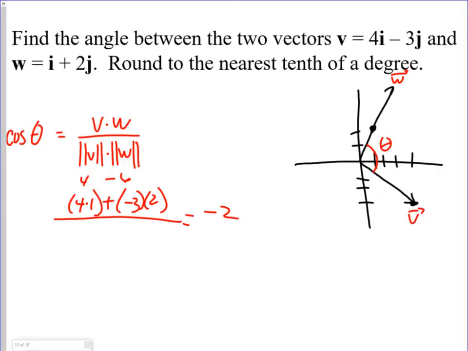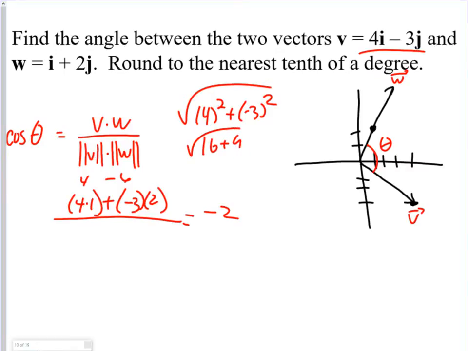Let's go with V first. So I've got 4 squared plus negative 3 squared, and then we take the square root of that, right? 16 plus 9, is that 25? Yeah. So I got square root of 25 times the square root of 5. So this is going to be square root of 125, which is 5 radical 5.